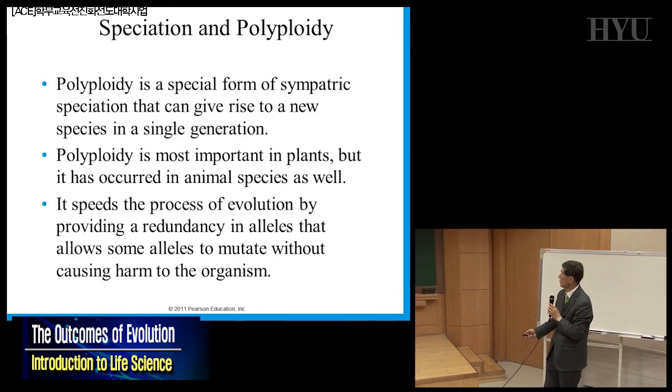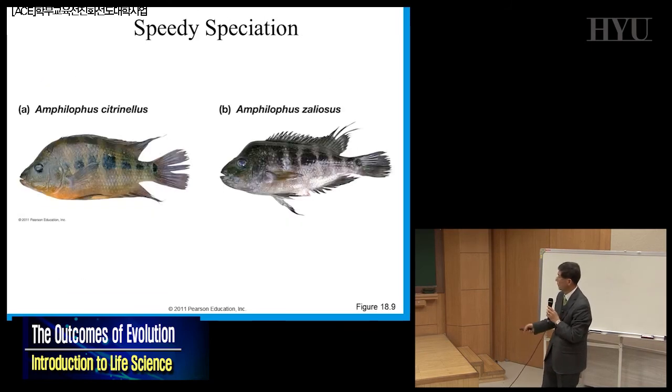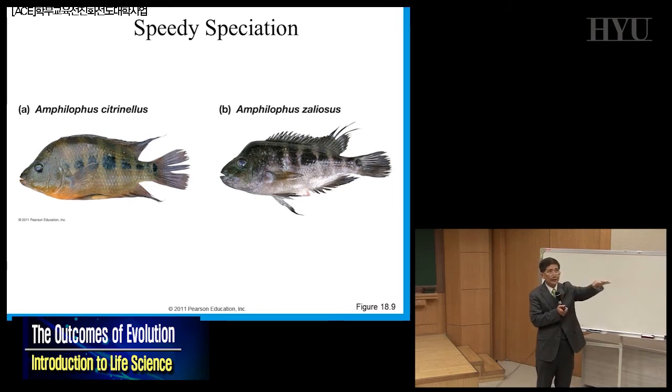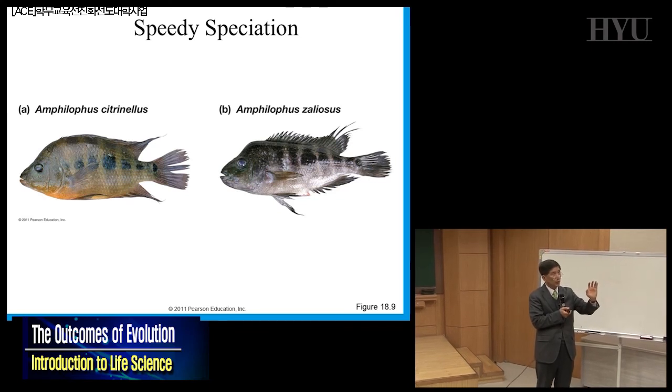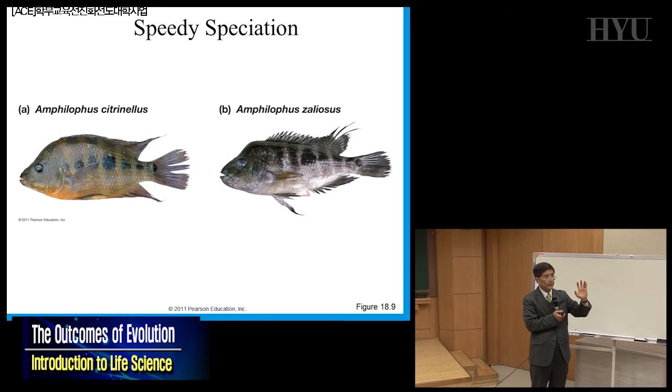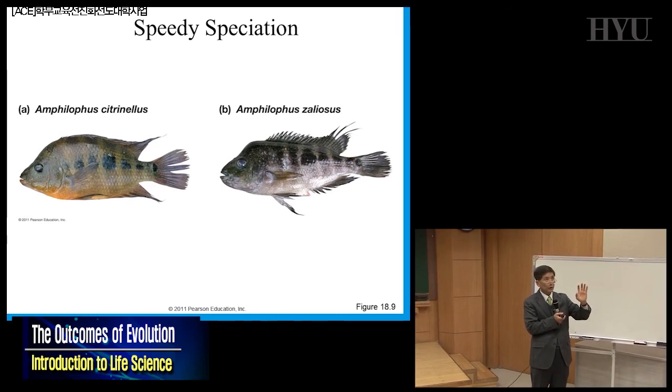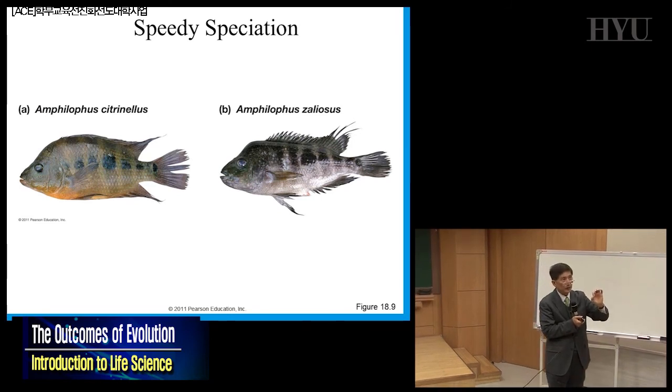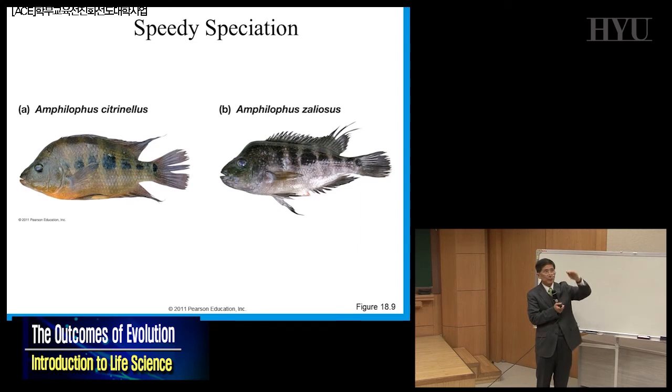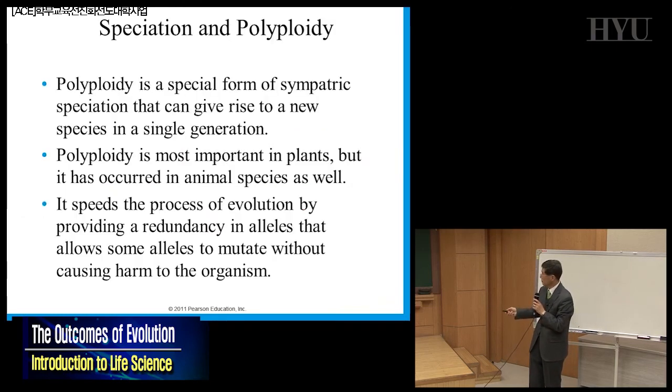In this case, this fish became two different species, although they live in one lake. It's an example of what? Is it sympatric speciation or allopatric speciation? I told you they live in the same lake. It's sympatric, right? But they live in different places. One is the surface, the other was the bottom of it. And then they become two different species.